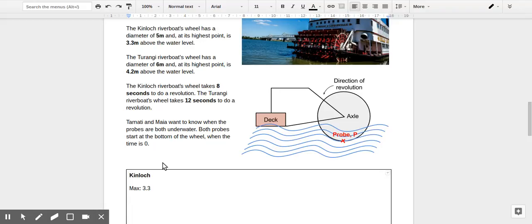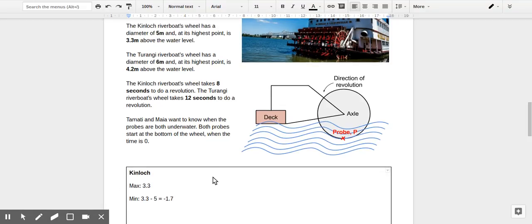Now to find out the minimum, we can go from our maximum, which is 3.3, and we want to get all the way down to the bottom. So we minus the diameter from the maximum. If we go 3.3 minus 5, we get a minimum of negative 1.7. That means it's 1.7 meters below the water. Okay, so we have our maximum and our minimum.